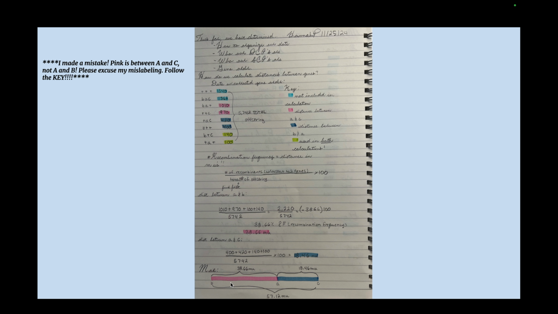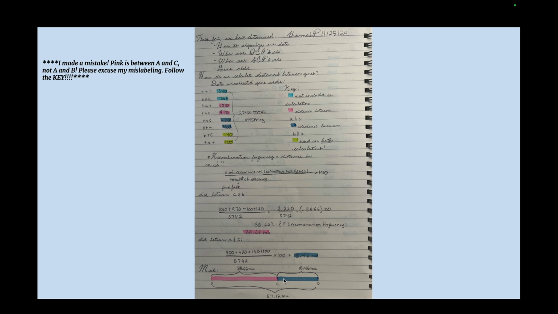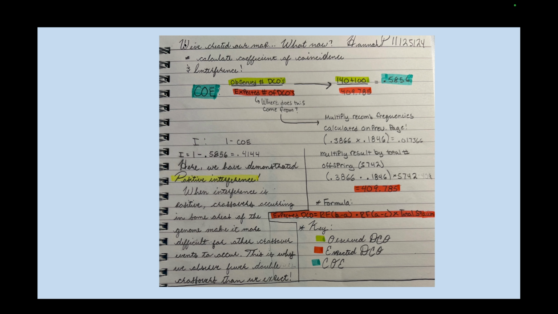Now, you'll notice in my map, I've gotten this completely jacked up as well. B should actually be C. That pink segment is the distance between A and C, and the distance between A and B should be blue. So now we've created our map.